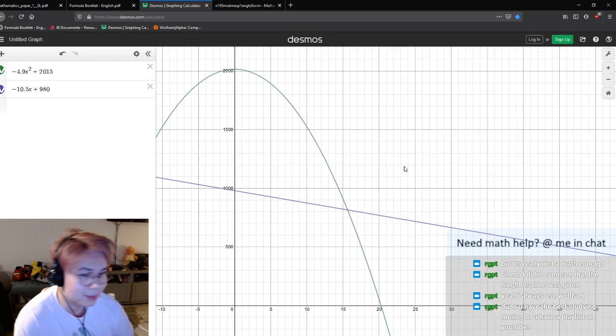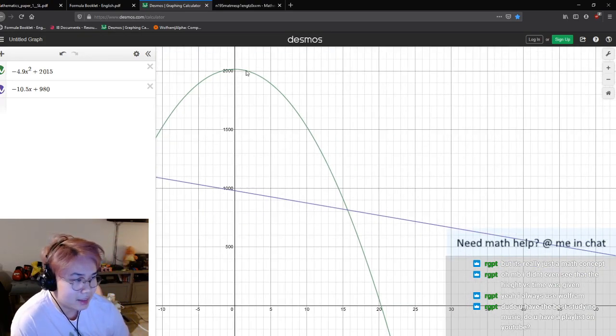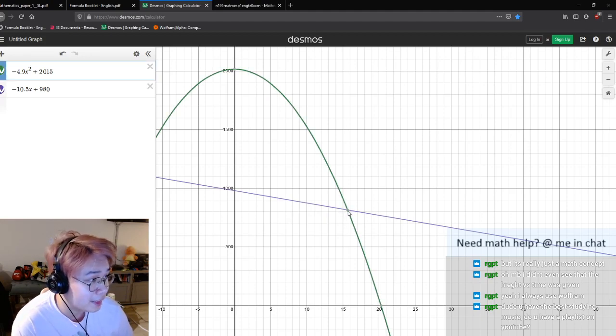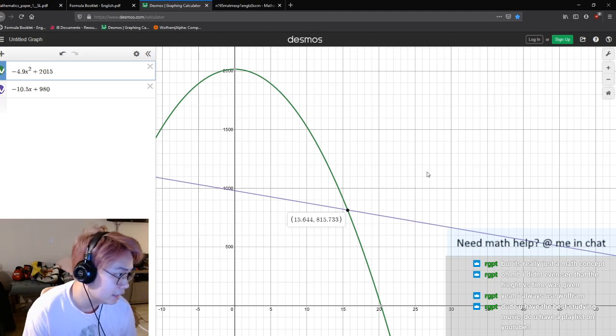Alright, so found animal, are you watching? This is the path if you don't open your parachute. This is the path if you do. The only place where you're going to open it is here. So you see this t value is 15.6 seconds.